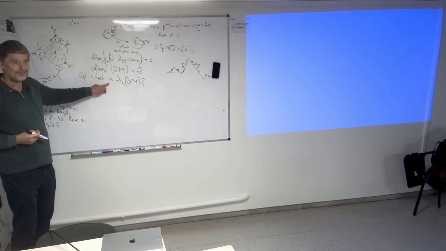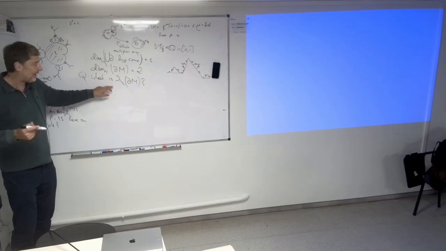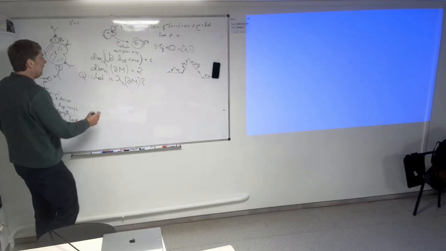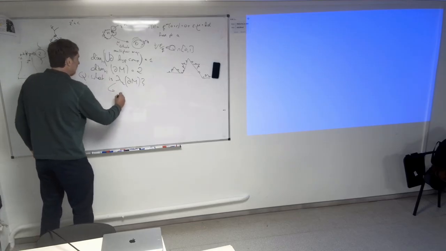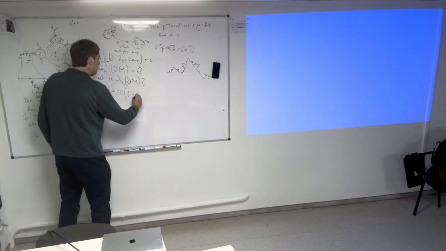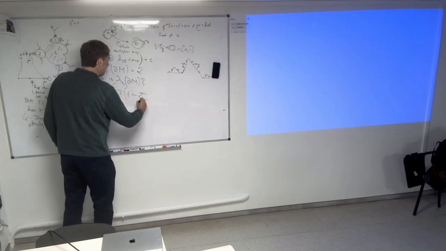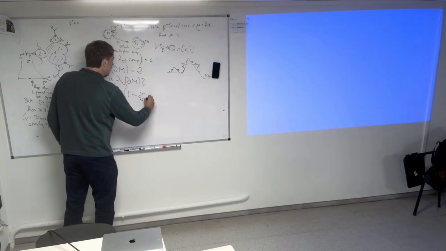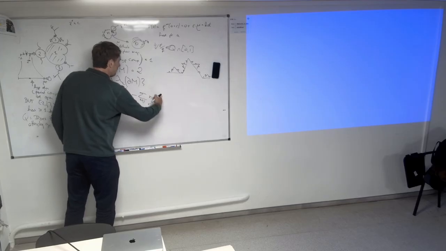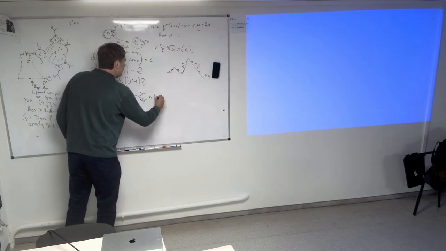I can give you an answer. So this equals 1 minus the sum over n of a_n squared.